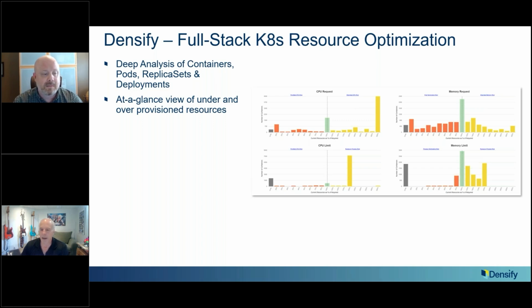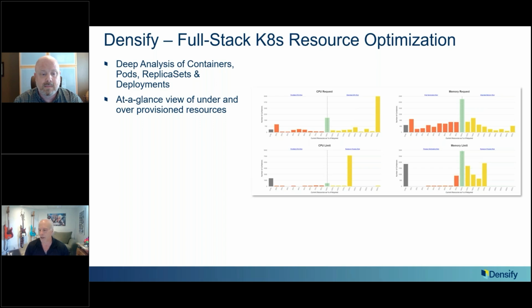We'll just dig in one slide here a little deeper on what Densify does. We are full stack Kubernetes resource optimization. We do deep analysis of the containers, pods, replica sets, and the deployments. And this view here, we call it basically a histogram. It's an at-a-glance view of the under and over provisioned resources in the environment. In this case, you're seeing the CPU and memory requests and limits. Anywhere where you see a lot of yellow, it basically means, wow, you really over provisioned the environment. In fact, that gigantic yellow line there on CPU request is actually showing the containers in that environment that are 5 times over provisioned. So 5 times the amount of CPU that's required.